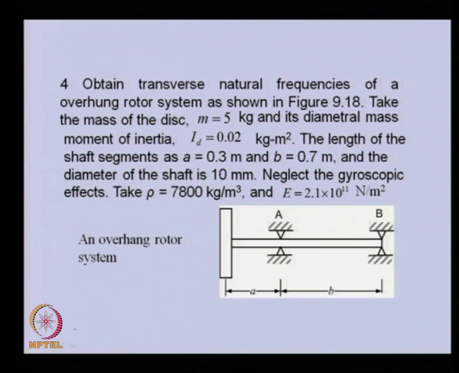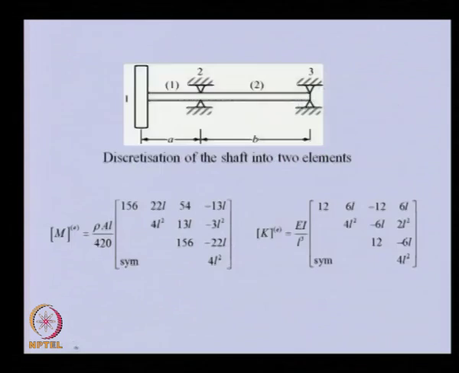This example is exactly the same as what we did in the transverse vibration case. There is an intermediate support, and this is basically a simple support, and this is the overhang portion of the rotor. Various properties are given here: mass, diametral mass moment of inertia of the disc, various lengths of the shaft, diameter of the shaft, and the mass and elastic properties of the shaft. Here we are not considering the gyroscopic couple effect.